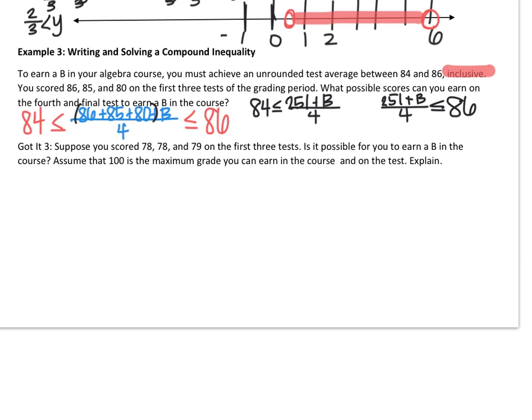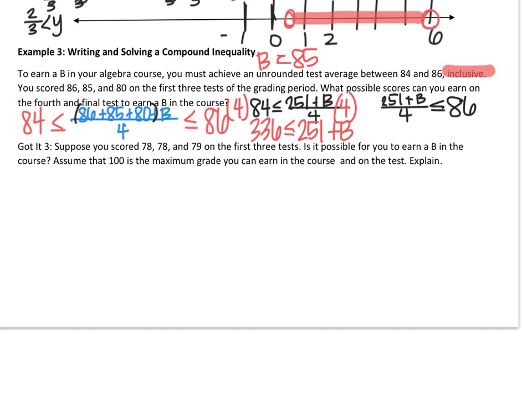So then you multiply both sides by 4 and you get 336 less than or equal to 251 plus B. Subtract 251 and you get an 85. So I'm going to write that up here. B has to be greater than or equal to 85. See, B was on the right hand side, and you see you have a less than or equal to, you just turn everything around so it's greater than or equal to 85.